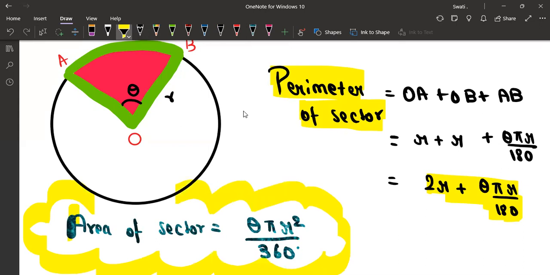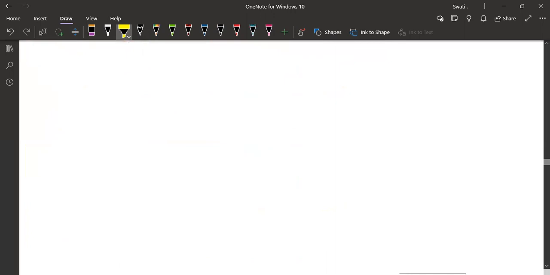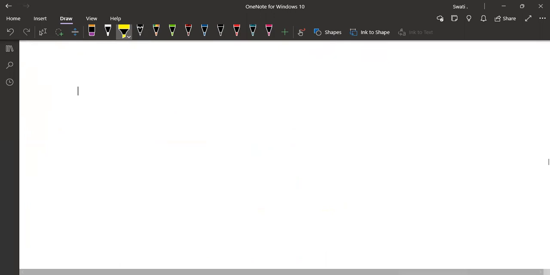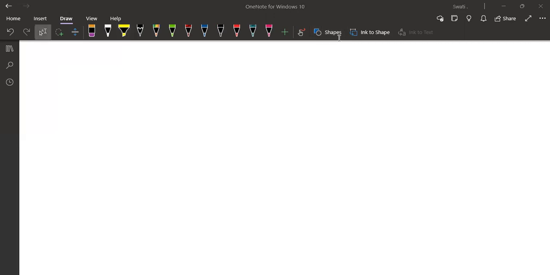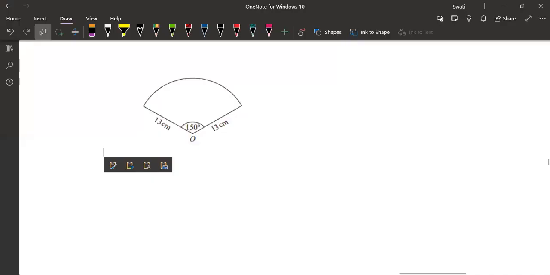So now we know all the formulas. Now we know the basics about sector and arc. Let's go to the questions directly. So our first question is this. First I'll show you the diagram and then I'll tell you what exactly we have to do here. So the diagram looks like this. So this is our diagram.